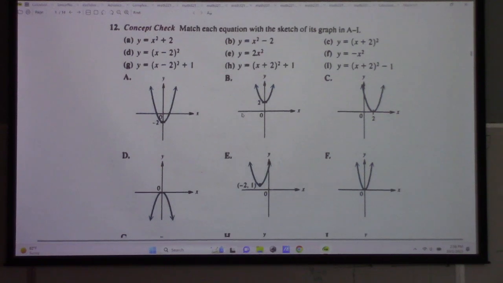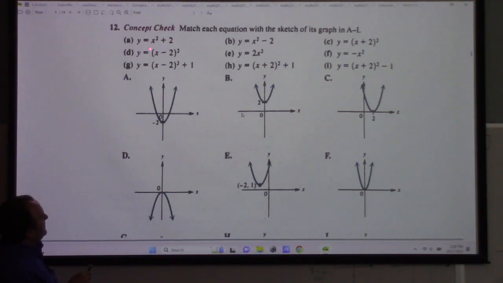Now, these right here are some simple applications of the shifting we talked about. So, can we put it into practice? Of course. Which one's x squared plus 2? B. All right, B, we got it. Yeah. Which one is x squared minus 2? This one, right? Yeah. Sorry, I didn't give you enough time. Which one is y equals x minus 2 squared plus 1? Let's figure out which one's G.